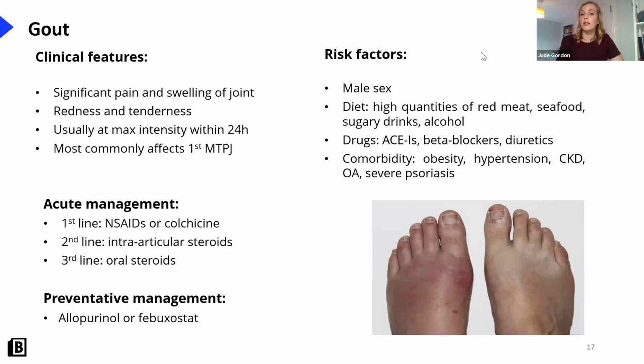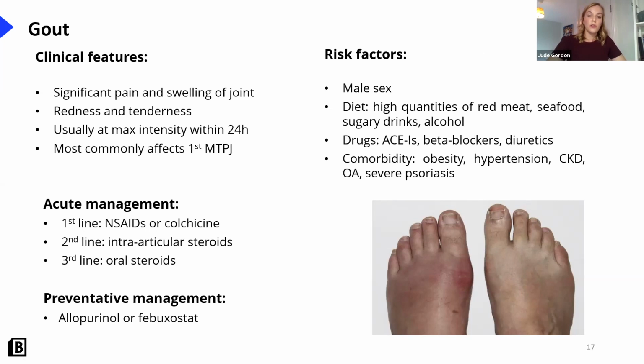So both thiazides and loop diuretics increase the risk, but also other drugs like ACE inhibitors and beta blockers put the risk up as well. You can imagine that quite often patients are on a combination of those for things like heart failure or hypertension, so they may have multiple medications that are increasing their risk of this condition. Talking of hypertension, just having hypertension itself is a risk factor, as well as various other comorbidities: chronic kidney disease, obesity, and various other things.